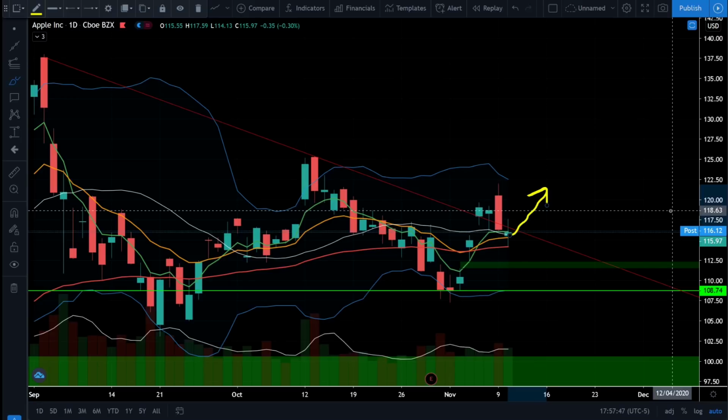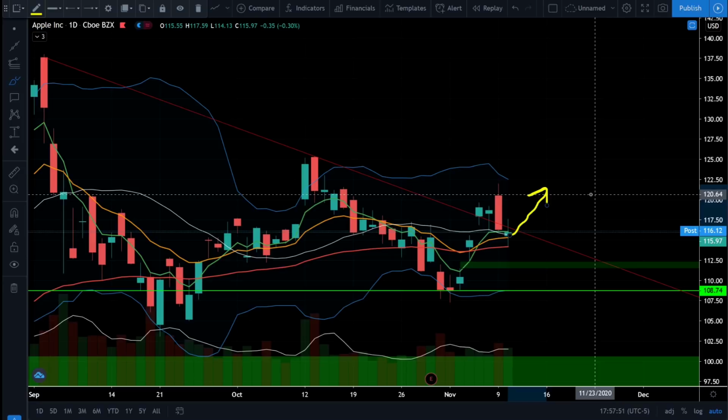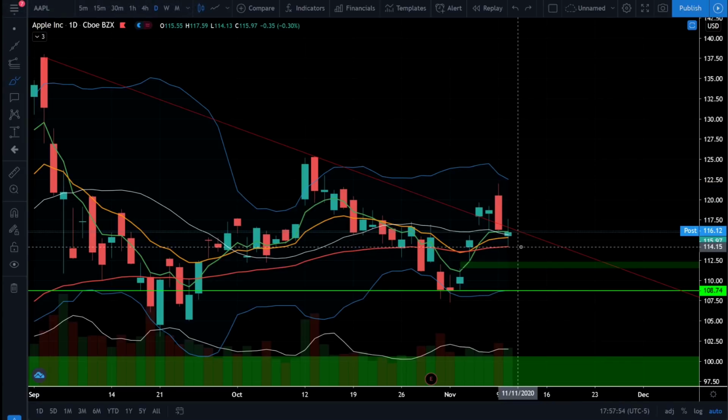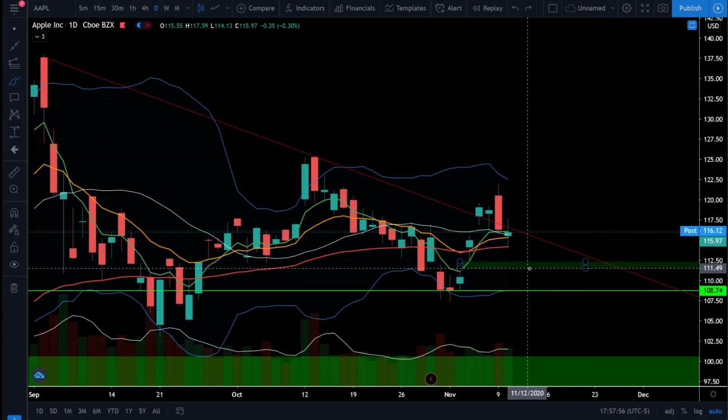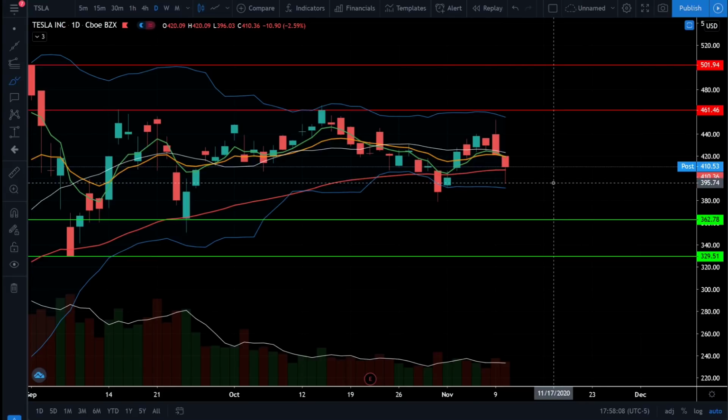Now remember, Apple is a market moving stock, so if Apple starts heading higher, we're likely going to see the entire stock market go with it. Now if Apple does break down below the 50 EMA, we're likely going to close this gap down here at $111.